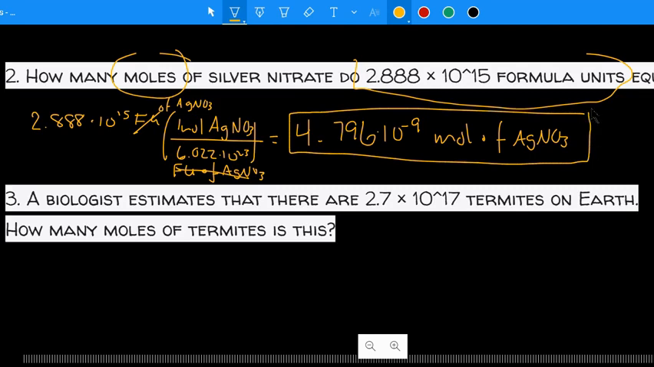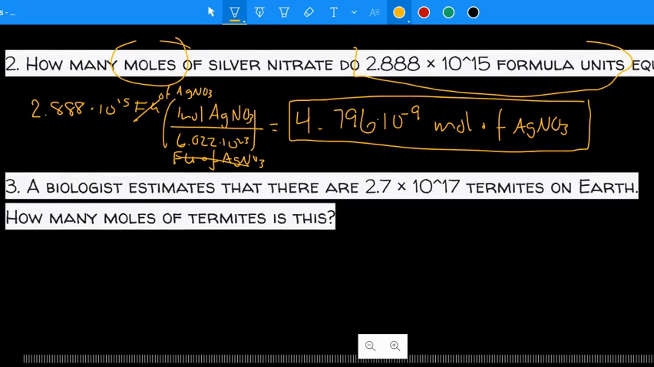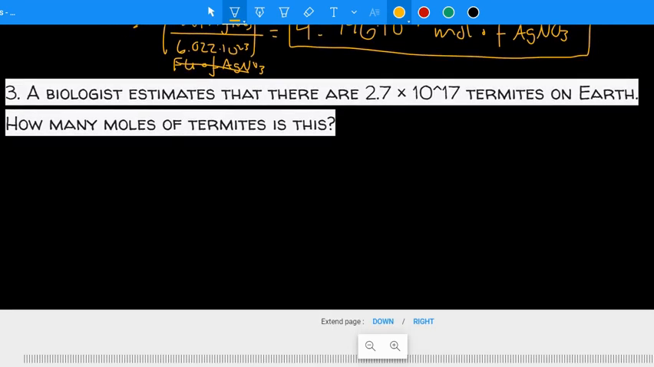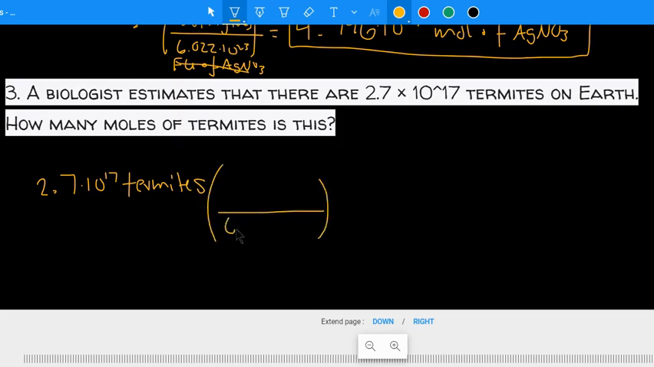All right, go ahead and pause the video to try setup number 3. I'm just going to move right into it. All right, we're starting with 2.7 times 10 to the 17th termites on Earth. They want to know how many moles of termites. So 6.022 times 10 to the 23rd termites is equal to 1 mole of termites.